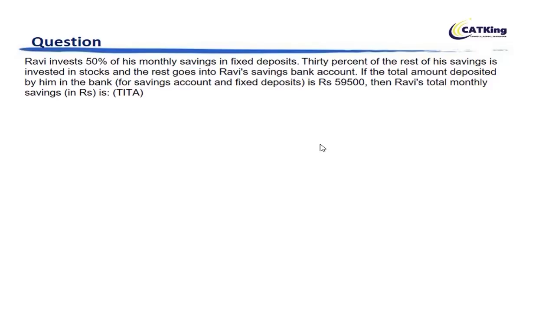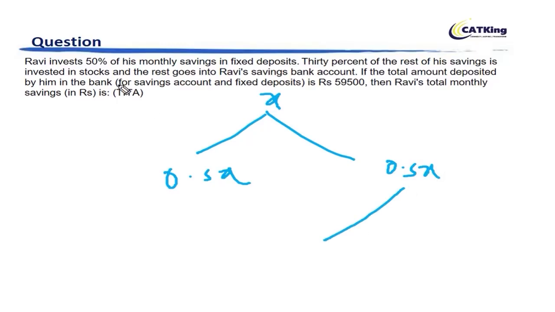Ravi invests 50% of his monthly savings in fixed deposits, 30% of the rest of his savings is invested in stocks, and the rest goes into a savings account. Okay, so out of the total, 50% goes into fixed deposits, remaining is 50%. Out of that 30% goes in stocks, so 30% of this will be 0.15x, remaining 0.35x goes into savings, right?